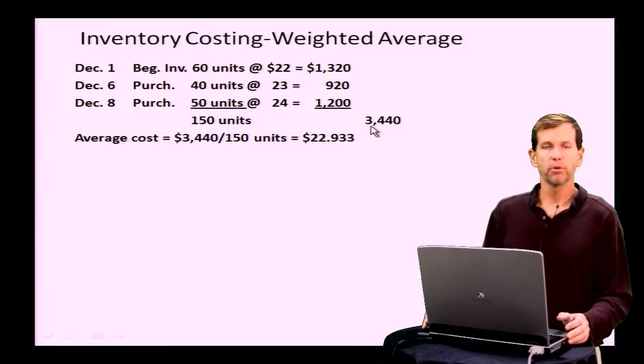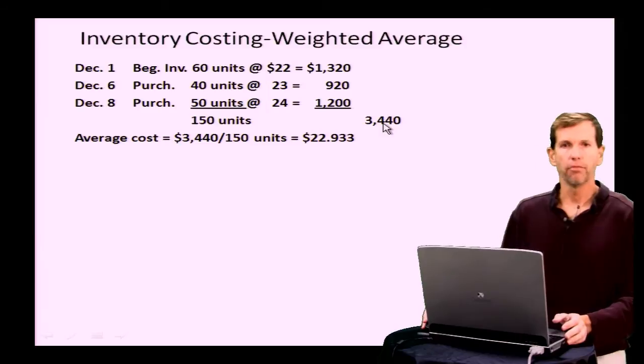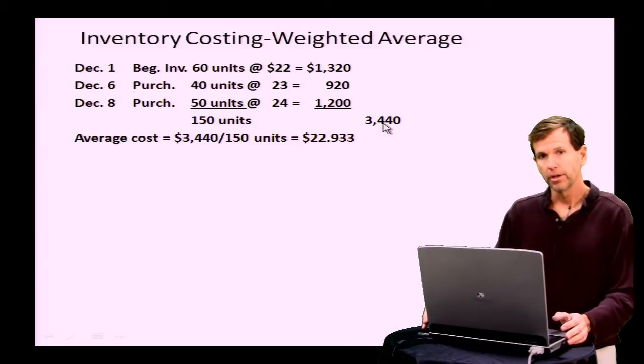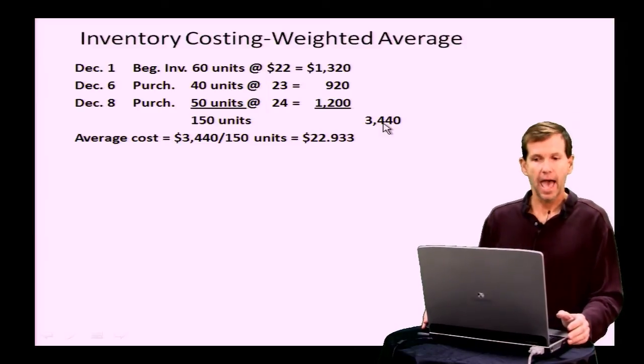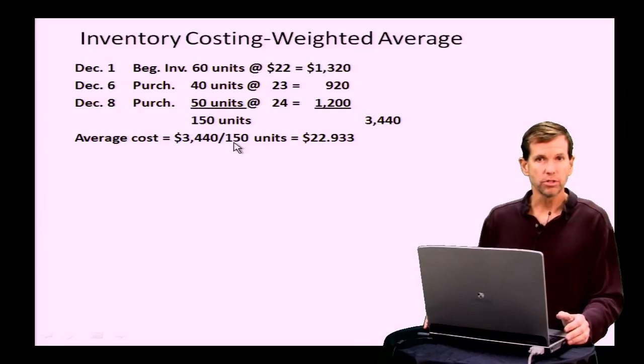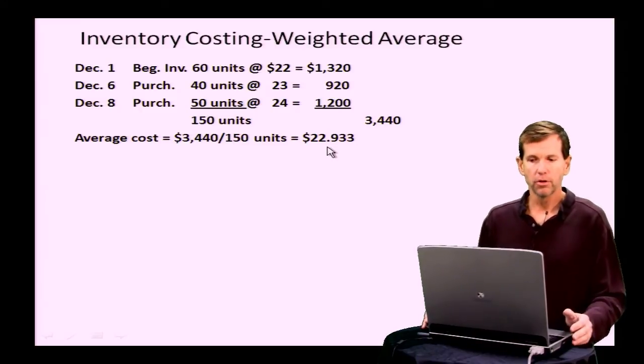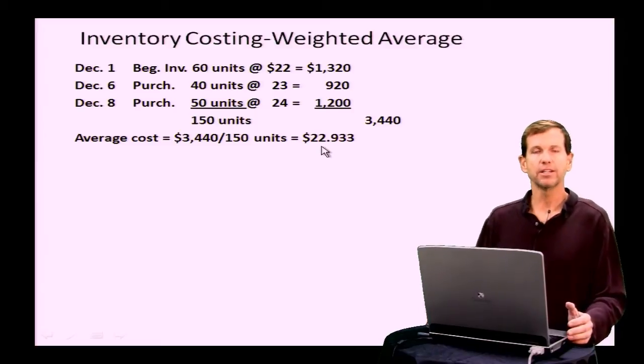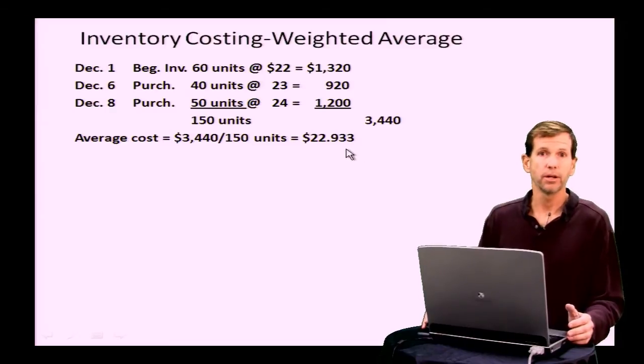So after the December 8th purchase, we have a total dollar value of goods in our inventory of $3,440. So let's go ahead and figure up an average. The way you're going to figure an average is you're going to take the dollar value, $3,440, divided by the number of units in our inventory, and that equals $22.933. I always like to round to at least three places just to make sure.